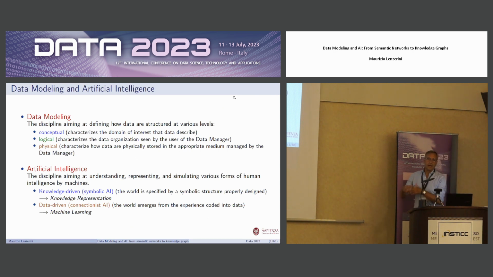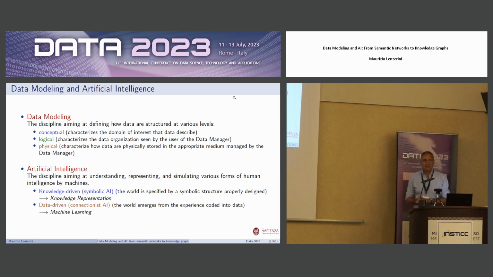Then obviously, since I introduced these terms, I want just to introduce the definition that I use for the purpose of this talk. What is data modeling? It's the discipline aiming at defining how data are organized. And as you may know, data modeling can be done at 3 different levels, let's say conceptual, logical and physical. This is a kind of traditional way of looking at data modeling in databases. But anyway, the key point is to try to define how data are structured.